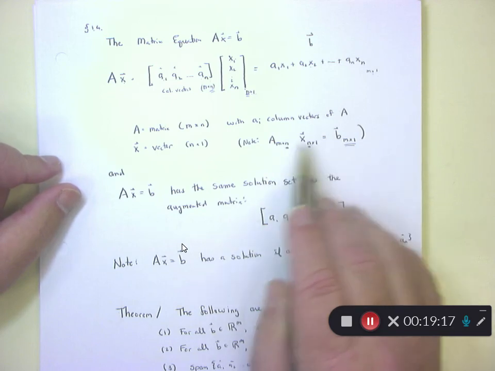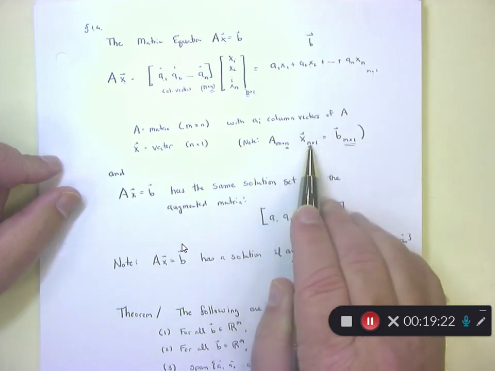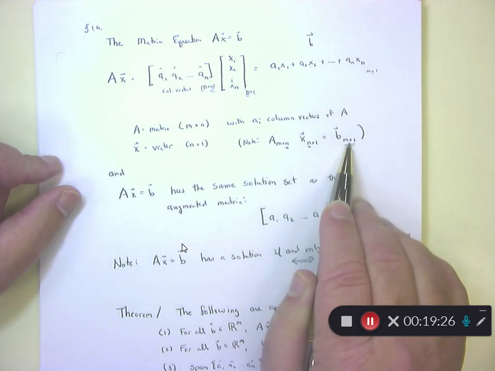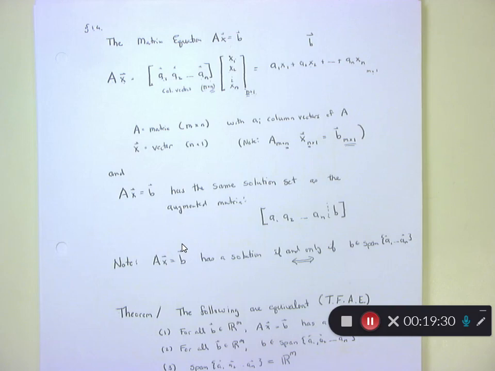So when you do AX, you get B. And the N's match up and cancel, so the dimension is going to be M by 1 for the actual B vector. This is how you put these guys together.